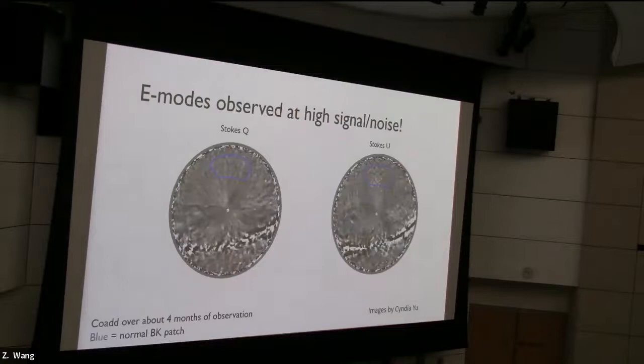So we already have maps to show. These are the Stokes Q and U parameters over 10% of the sky. This is our normally observed main deep field, and this is about 4 months of data. And we clearly see E modes. We want to plot the power spectrum to see if there's any small level of smearing from non-adiabatic fluctuations.